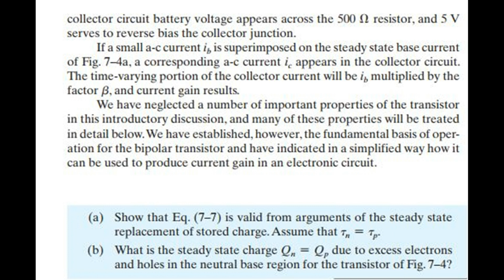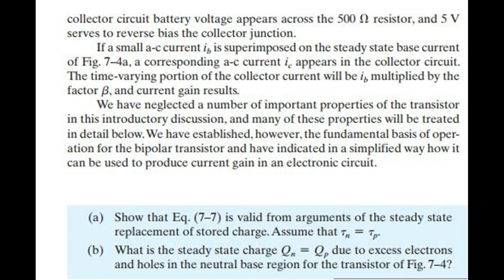If a small AC current IB is superimposed on the steady state base current of Fig. 7.4a, a corresponding AC current IC appears in the collector circuit. The time-varying portion of the collector current will be IB multiplied by the factor B, and current gain results. We have neglected a number of important properties of the transistor in this introductory discussion, and many of these properties will be treated in detail below. We have established, however, the fundamental basis of operation for the bipolar transistor and have indicated in a simplified way how it can be used to produce current gain in an electronic circuit.